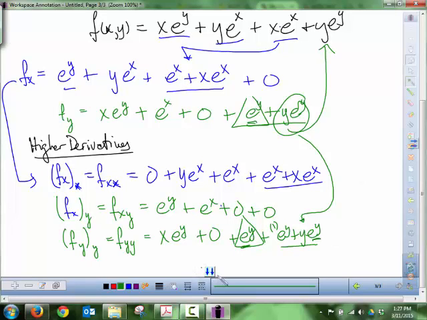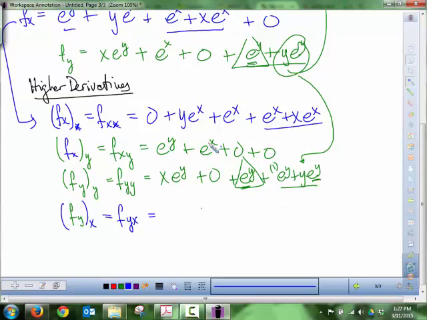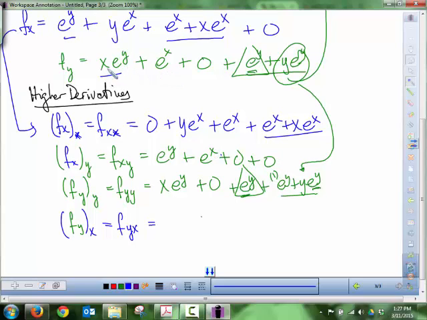All right, now one more. Let's take fy and then take the derivative of that with respect to x. So what would we call that? fyx. So the derivative of that will look like we need fy, that's this, with respect to x. The derivative of the first thing with respect to x is e to the y. Derivative of e to the x with respect to x is e to the x. Derivative of e to the y with respect to x is 0. And the derivative of that last one with respect to x is 0.